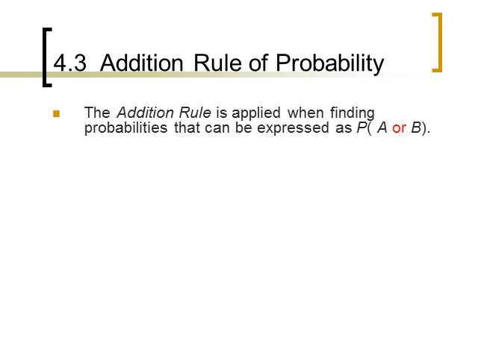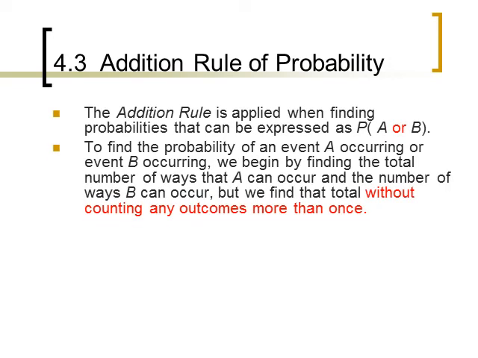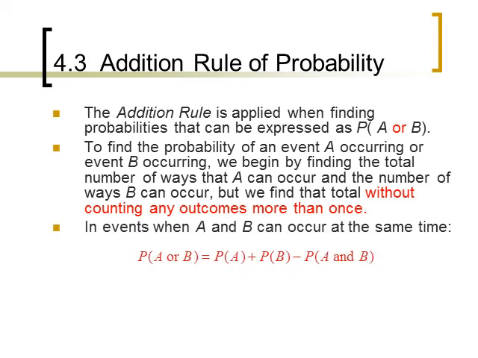The addition rule is applied when finding probabilities that can be expressed as P of A or B. To find the probability of an event A occurring or an event B occurring, we begin by finding the total number of ways that A can occur and the total number of ways that B could occur. But we find that total without counting any outcomes more than once. So sometimes we deal with situations where the probabilities overlap each other.